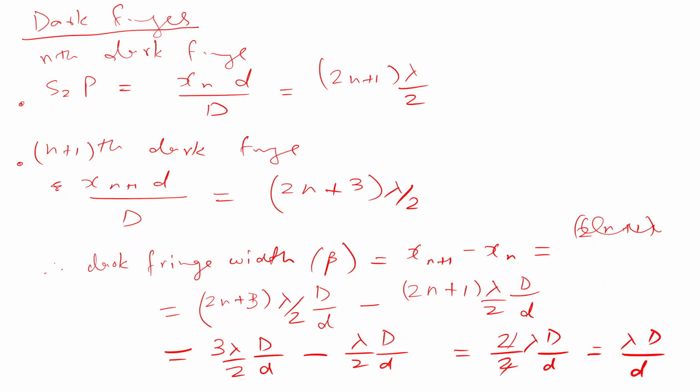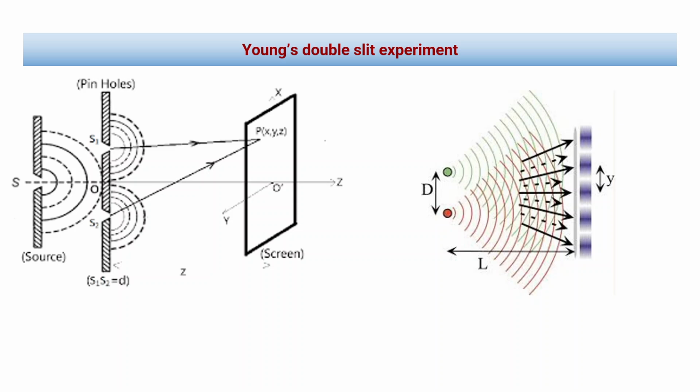Okay, from here comes Young's double slit experiment, where basically what we want to do is, there's something called a coherent source.